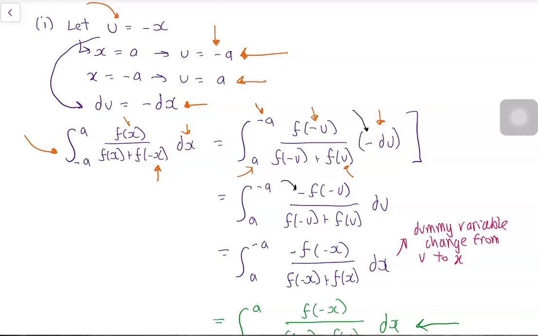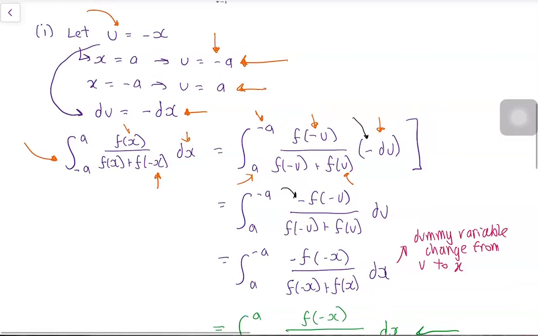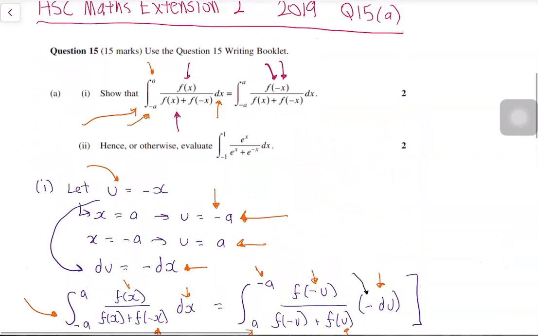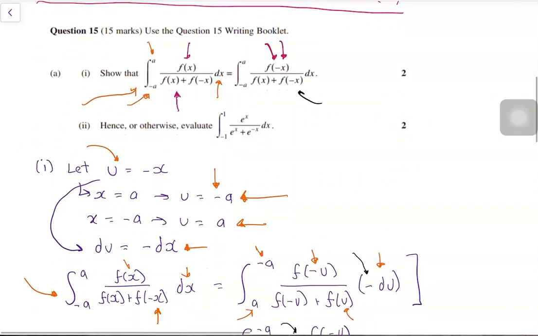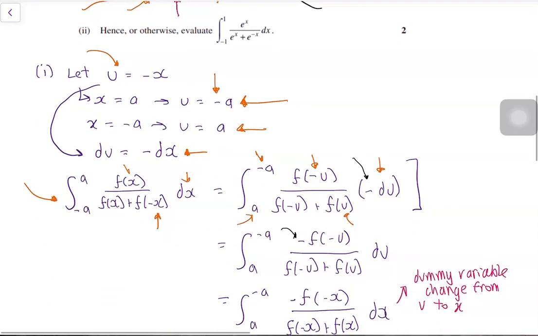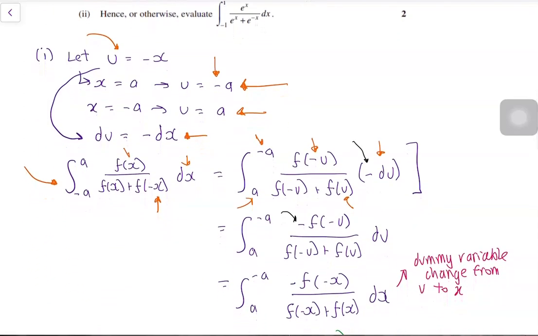And now the right hand side is in terms of x rather than in terms of u. So since u is just a dummy variable, it doesn't really matter what's the actual variable we use here. So we can actually change it back from u to x. So now we can just replace the u's with x's again, and now we will end up with this integral over here.